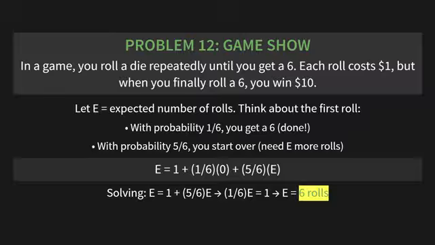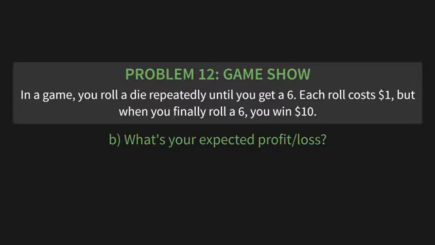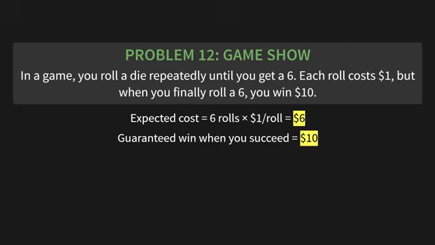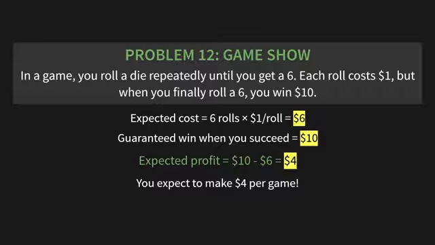Isn't that beautiful? The die has 6 sides, and you expect to roll it 6 times. There's a poetic symmetry there. Okay, so what about your profit? You expect to spend $6 on rolls, but you win $10 when you succeed. That's an expected profit of $4.